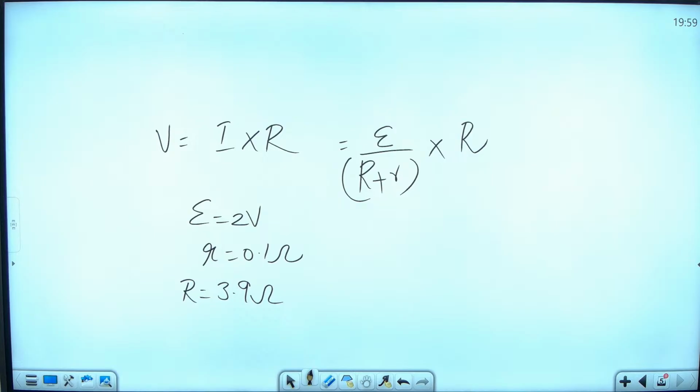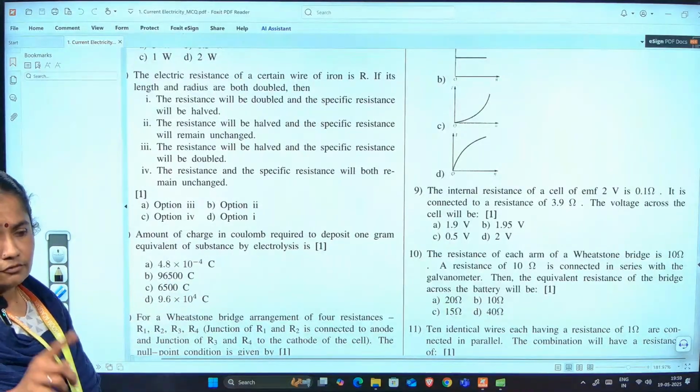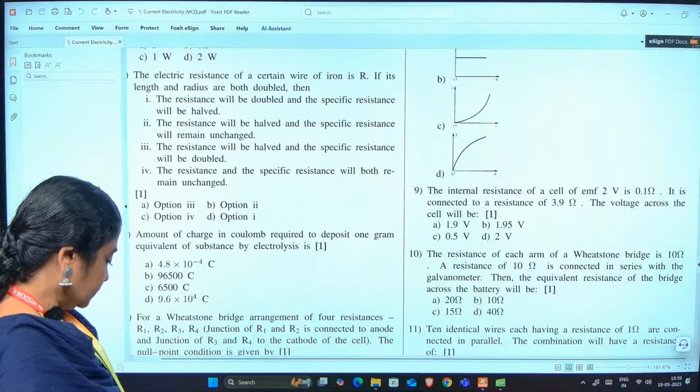Half of 3.9 will come, 1.95. Half of 3.9, so 1.95 comes.